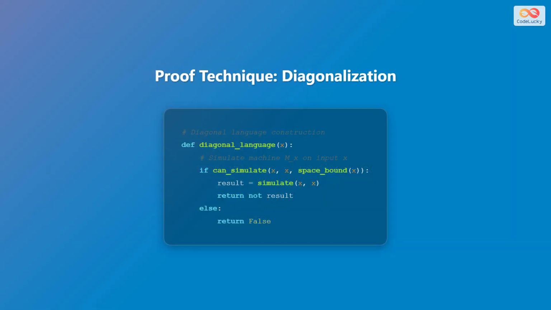The Space Hierarchy Theorem is proved using a diagonalization technique. Here's the algorithm. Def diagonal language with input x. We simulate machine M_x on input x. If we can simulate x within the space bound, we simulate M_x on x, negate the result, and return that value. Otherwise, we return false.